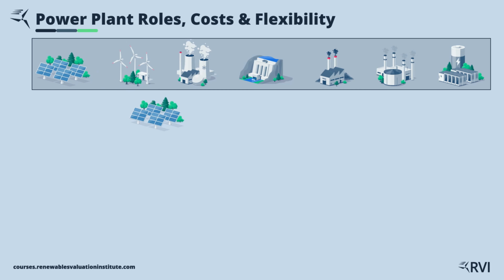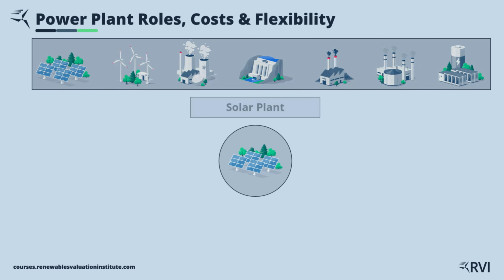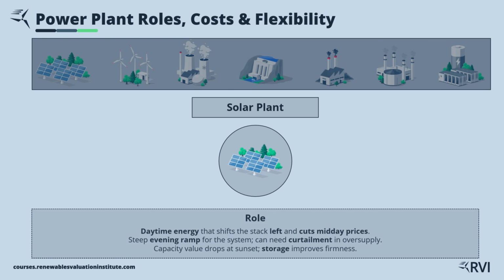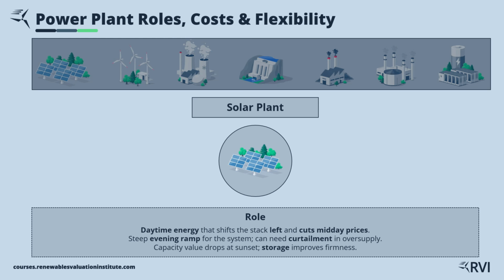From the high cost, highly flexible end of the stack, let's jump to the far left, solar. Solar is daytime energy. It shifts the stack left, lowers midday prices, and sets up the evening ramp when the sun drops. In high solar systems, we sometimes curtail output midday to keep the system balanced, and we lean on storage to turn sunlight into firmer capacity.